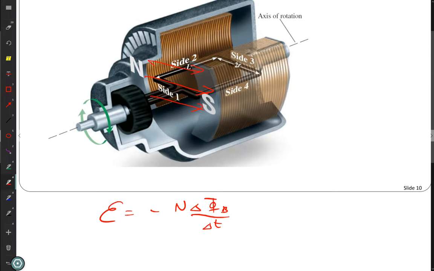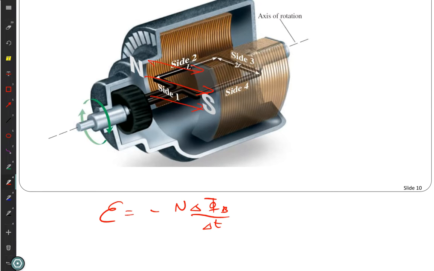Now this is designed so it looks exactly like an electric motor. The difference between an electric motor and a generator is with a generator, you're putting work in to make it rotate, and then that's going to generate electricity. Whereas with an electric motor, you're putting electricity in, and that makes it rotate, producing mechanical energy.